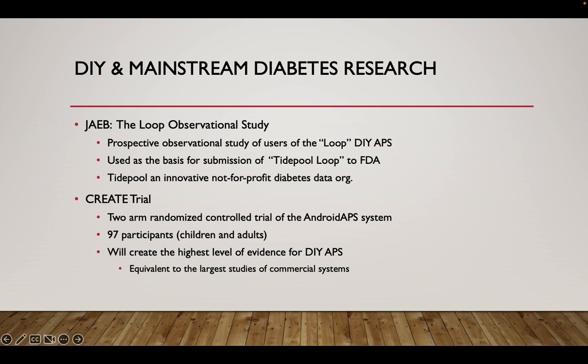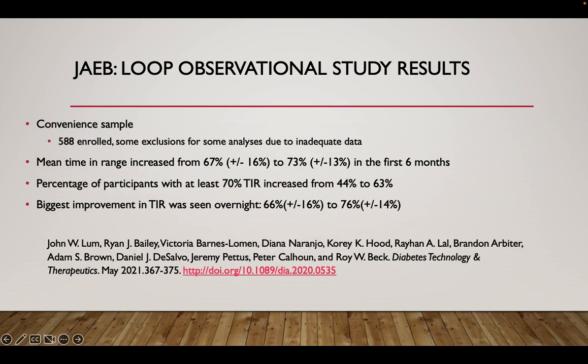So a large group for a trial, 97 participants from age 7 up to, I think our oldest participant was in their 70s. And that's created a really high level of evidence, the highest you can really get for DIY APS. The CREATE trial was 6 months long with a 6-month continuation phase. This is the highest quality of evidence that exists for any type of AID system. So only a very few of the largest commercial system studies have been at the scale of the CREATE trial. So let's have a look at each of these.